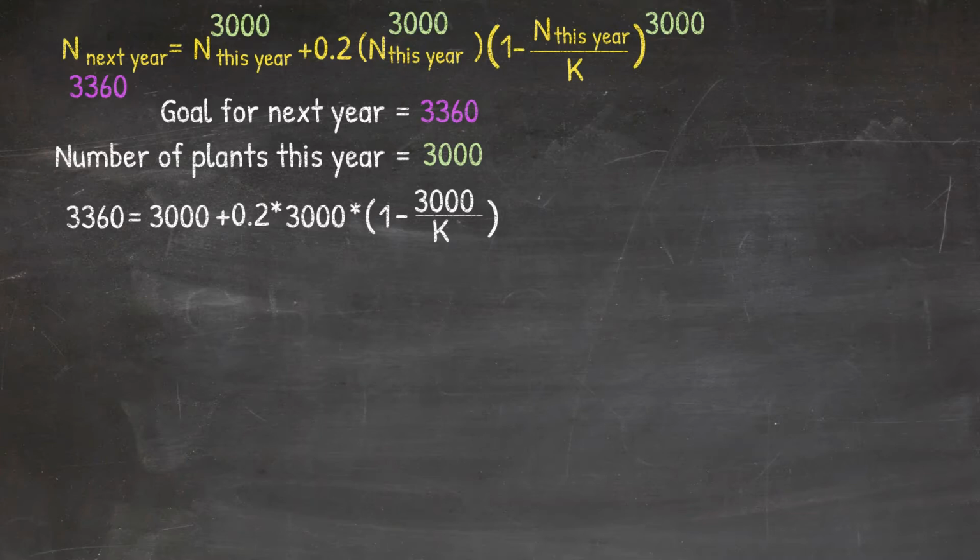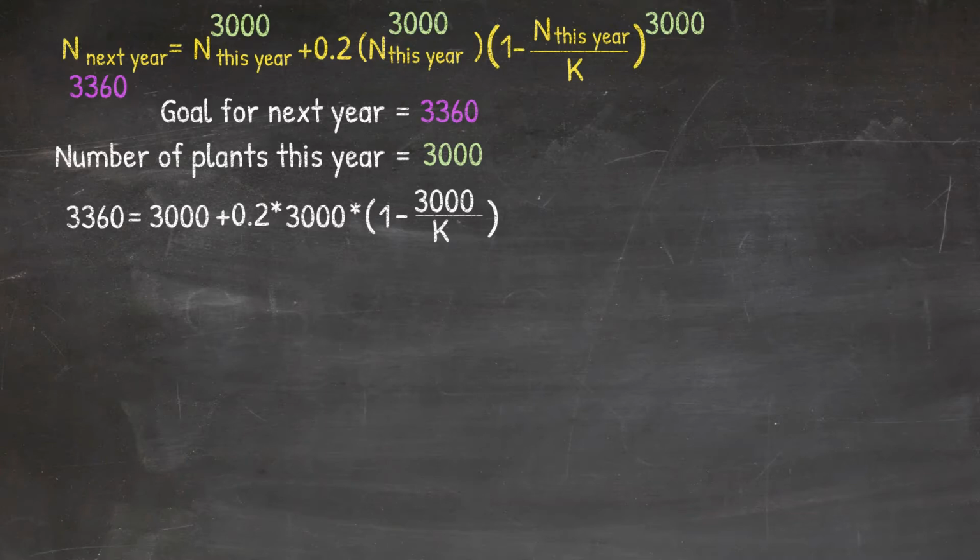Let's refer to the question. The problem asks us how many plants must the modified environment support. And given that K is the only unknown, this is probably what the problem asks us to solve for. So let's go for it.